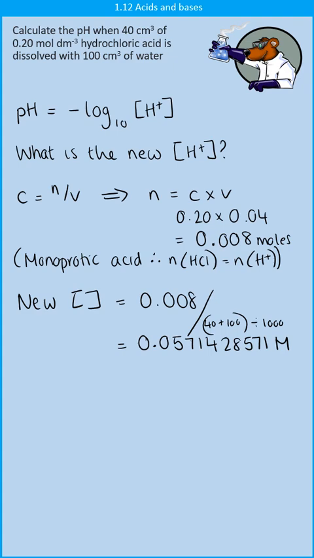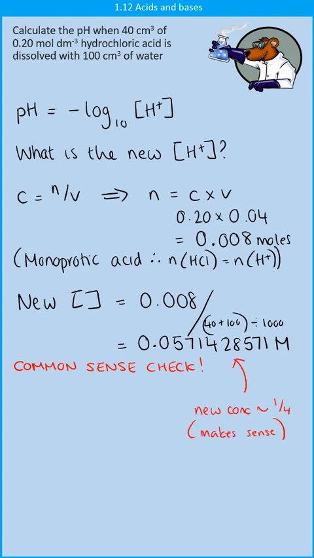Now it's worth at this point just pausing and doing a little bit of a common sense check. So thinking about, is that a sensible concentration? Well, my new concentration is about a quarter of my old concentration. I've added about 2.5 times more water, so my volume is about 3.5 times what I started with. So yes, I would expect my new concentration to be about a quarter of my original one. And just doing those little common sense checks can mean that you don't get to the end of the question and then get a completely inappropriate answer.